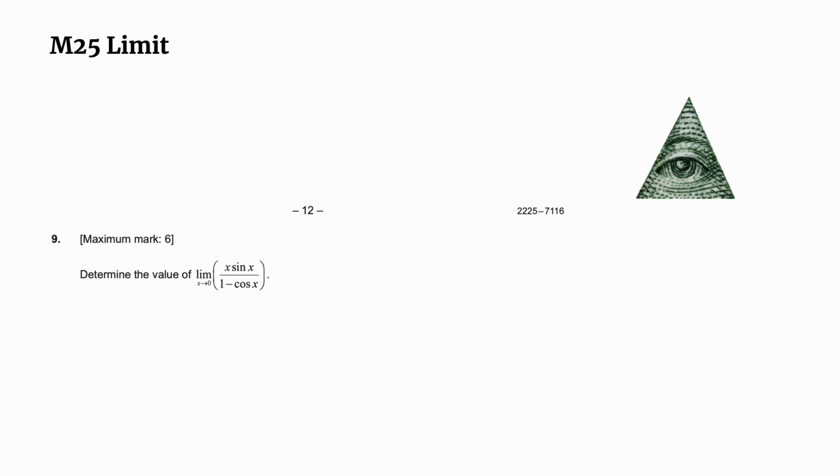Pause the video. Please tell me, what identity does this remind you of? By looking at it with my third eye, it tells me sine x over 1 minus cosine x is in fact the half-angle cotangent, right?